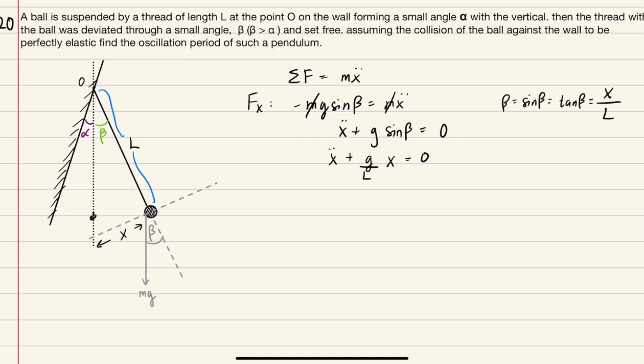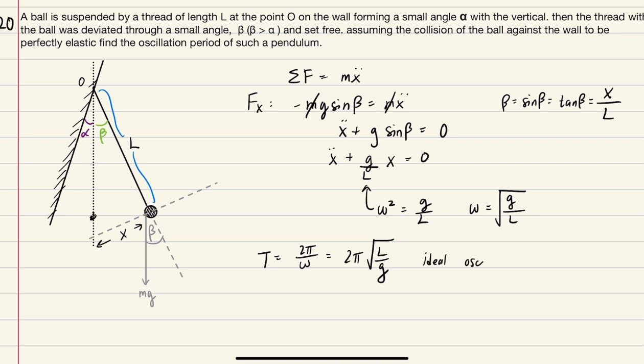And now this equation follows our harmonic motion equation, where this is our omega squared. So our angular frequency is root g over L. Now if we want to convert that to a time period, T is 2 pi over omega, which is 2 pi root L over g. So this is the ideal oscillation period if there was no wall present.